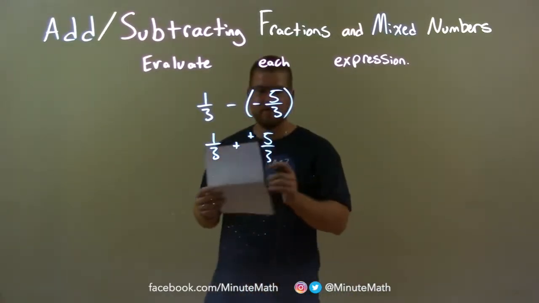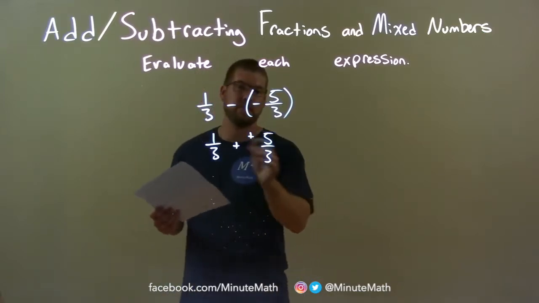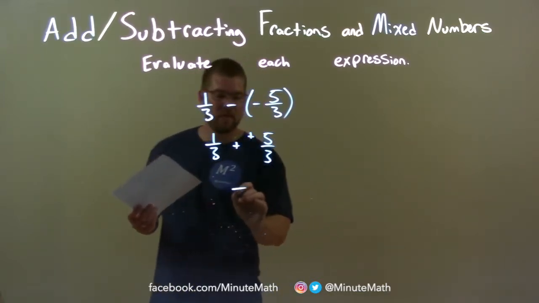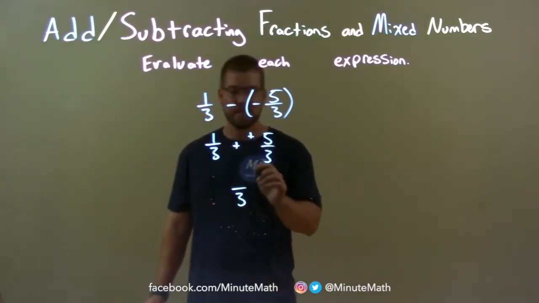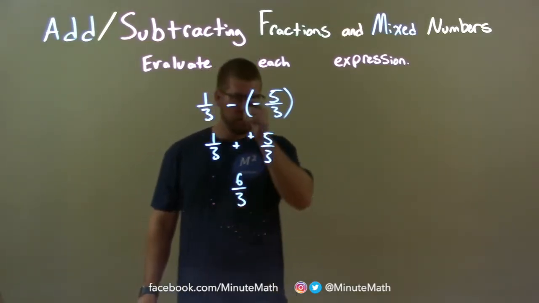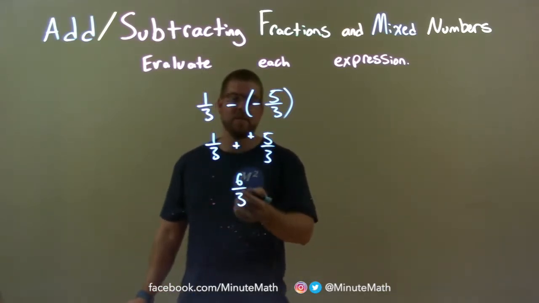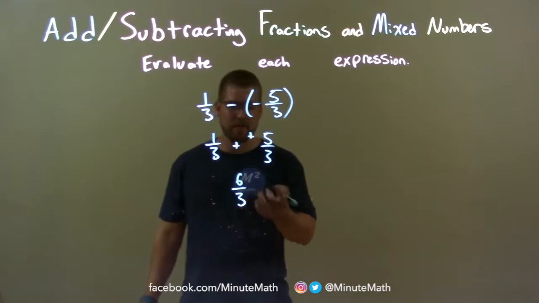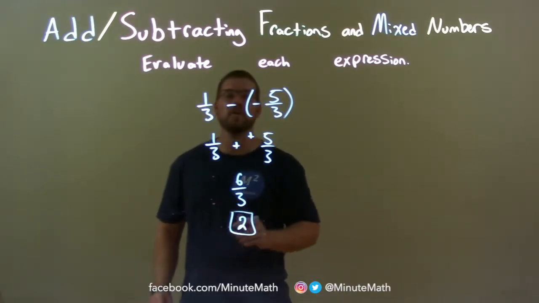So now that they have the same base here, since 1/3 and 5/3 have the same base of 3, we can keep that base there, and we just have to add the numerators. Well, 1 plus 5 is 6, so we have 6/3. Well, 6/3 can be simplified. 6 divided by 3 is just 2. 6/3 simplifies to be 2. So our final answer here is just good old 2.